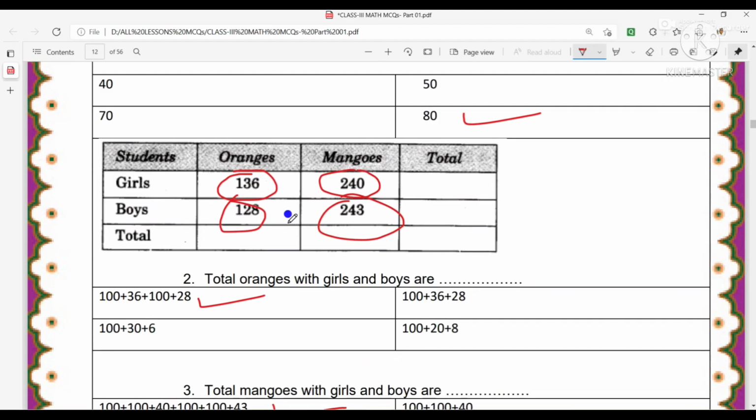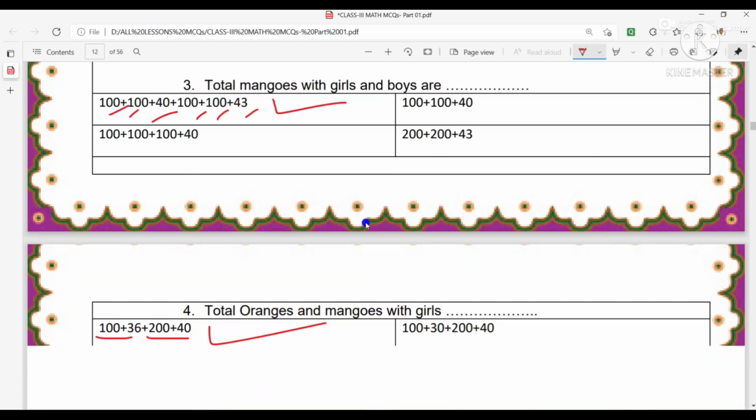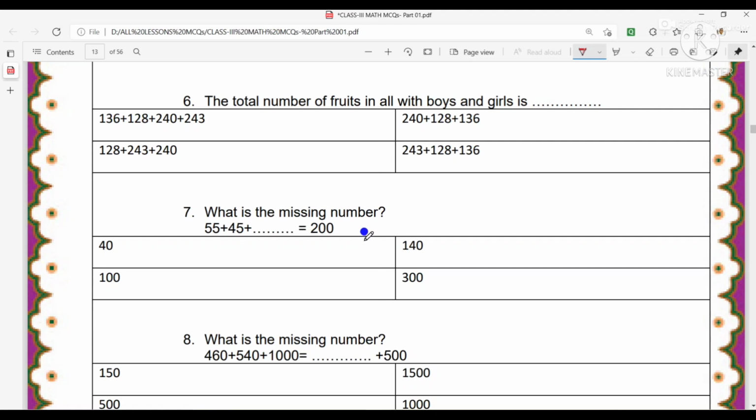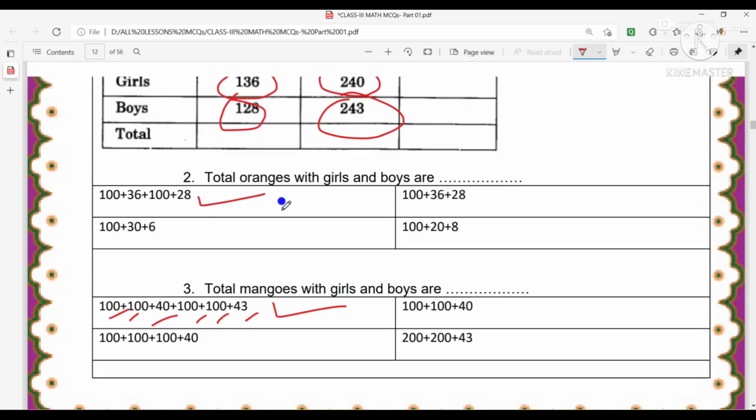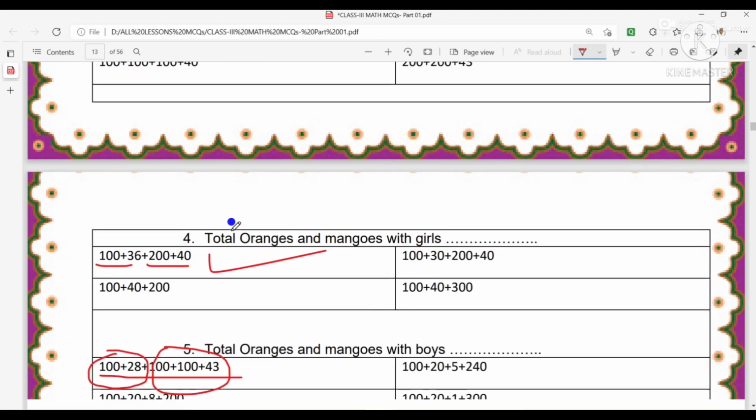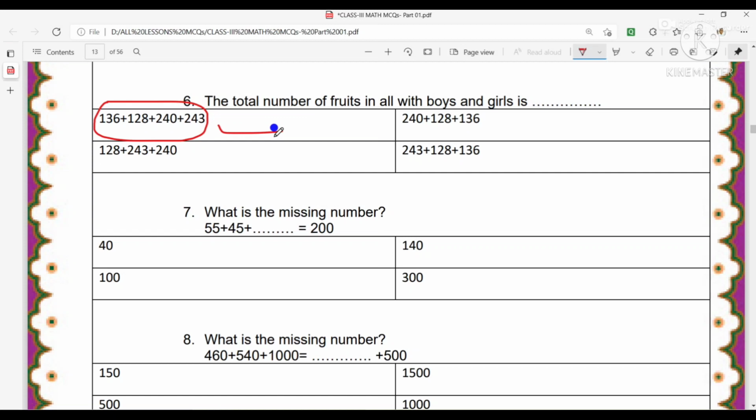So 136 plus 128 plus 240 plus 243. Then what is the missing number? 55 plus 45 plus dash equal to 200.